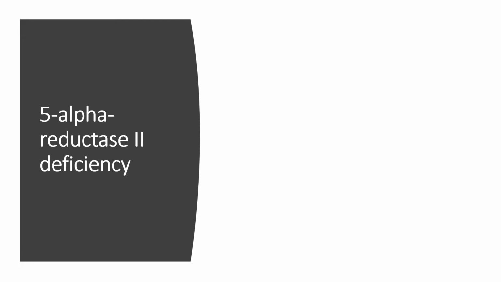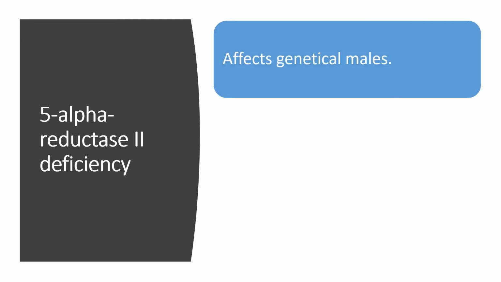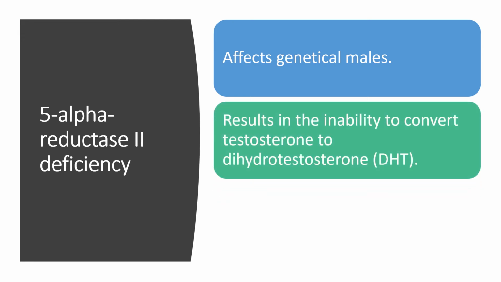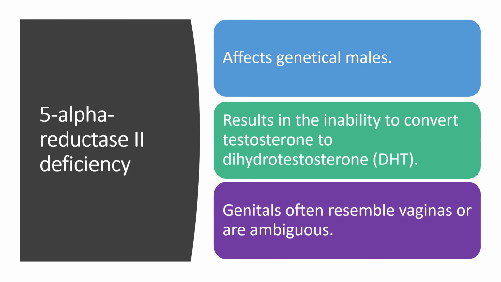5-alpha reductase deficiency is a condition that affects male sexual development. Individuals with this condition have normal male gonads, but are unable to convert testosterone to dihydrotestosterone. Because dihydrotestosterone is required for the normal masculinization of the external genitalia before birth, males with this disorder are often born with genitals that resemble vaginas or have ambiguous genitalia.